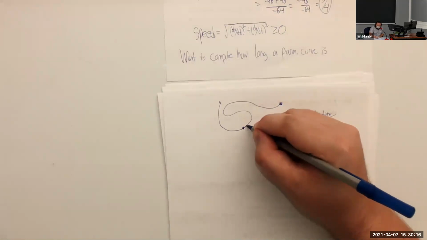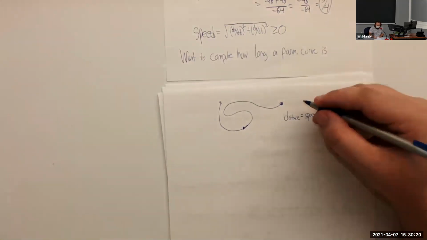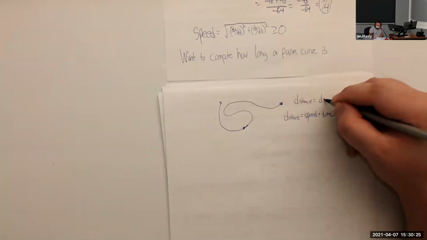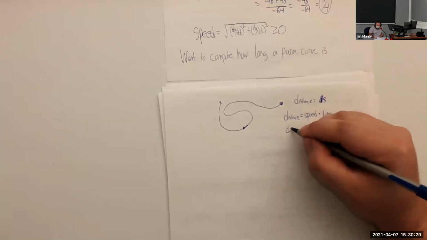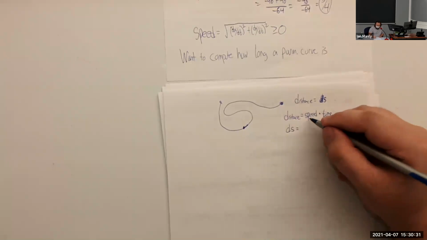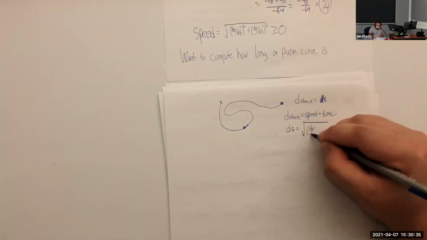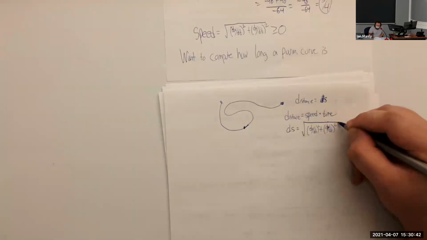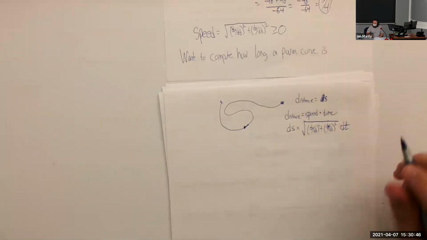Let's say we want to figure out how long this little chunk is. Our distance, which I'm going to call S, because we're going to be using D's for differentials. So ds is going to be the speed, which is the root of (dx/dt) squared plus (dy/dt) squared, and then times a little bit of time, dt right here.